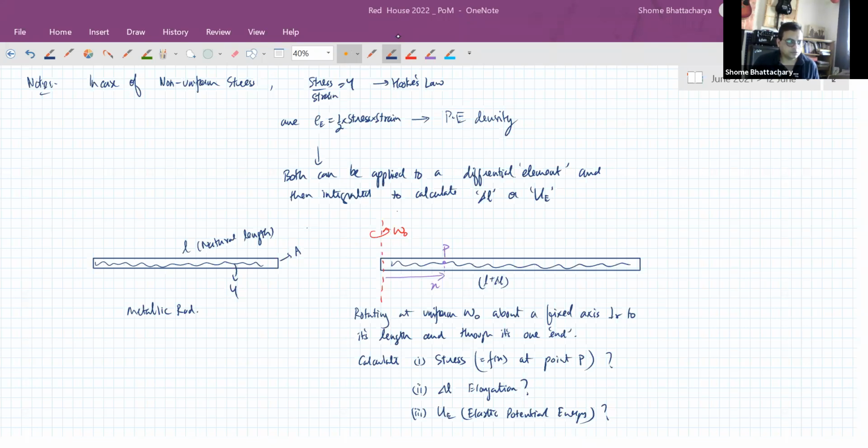Yeah, so let's work this out now. Yeah, we'll have to assume the mass of the rods, Nikita. That's correct.